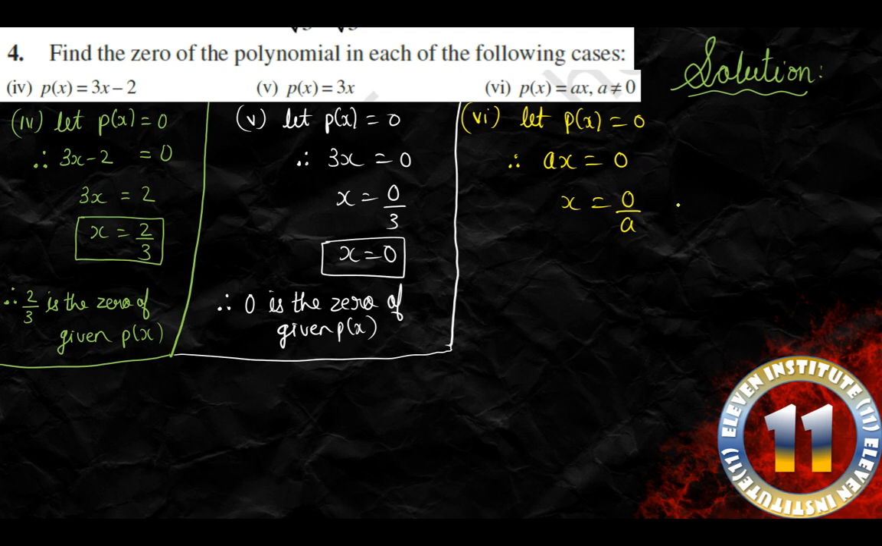What does it mean? If you take a is equal to 0, we get 0 upon 0. And 0 upon 0 is indeterminate. You cannot answer that. It is infinity, or it is answerless, or it is numberless whatsoever. You cannot solve this 0 upon 0.